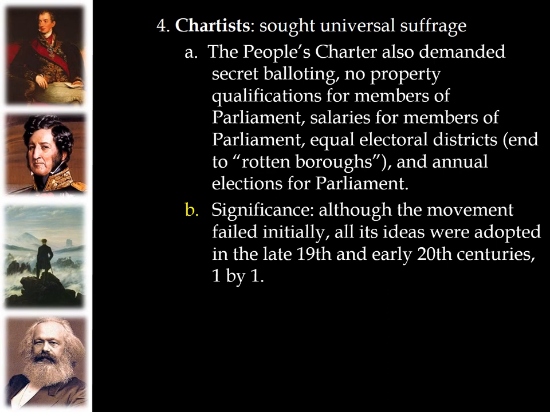Evolutionary liberalism, folks, one by one. All of the demands that were in the People's Charter would finally be put in place, just not all at once, like the Chartists wanted. And this is why we call it evolutionary liberalism. And this is why England didn't have to have a revolution in 1848 when the rest of Europe seemed to be undergoing one.